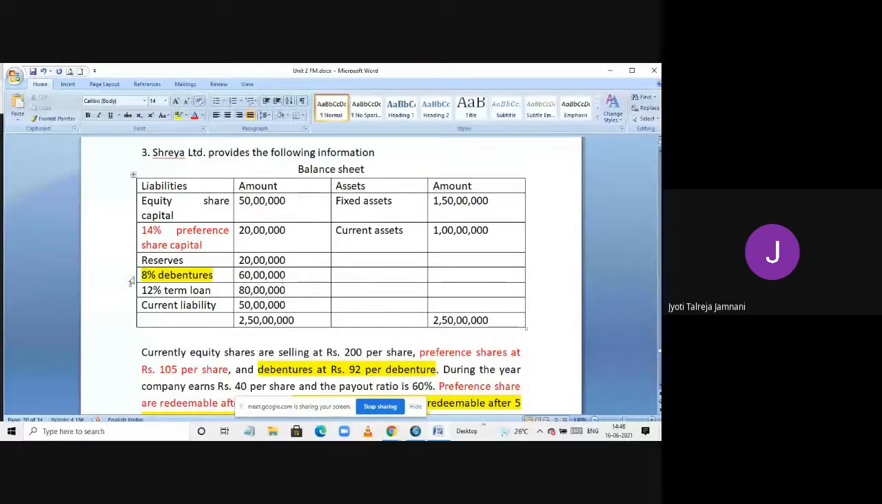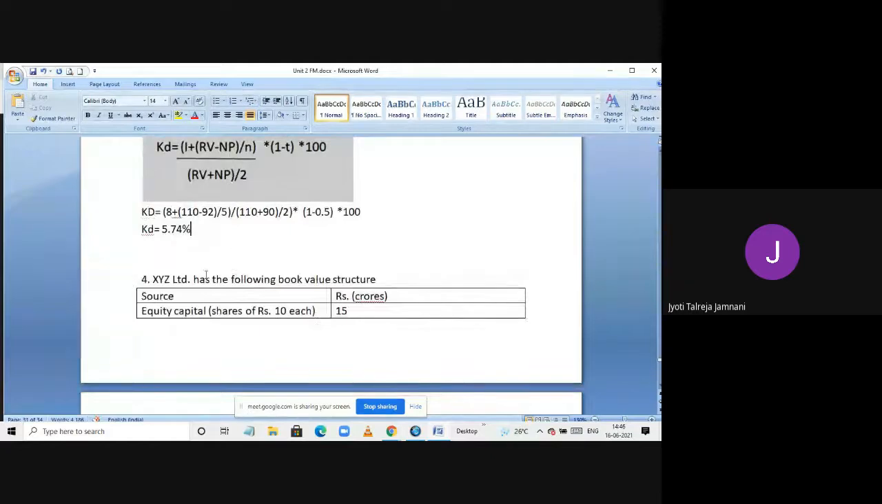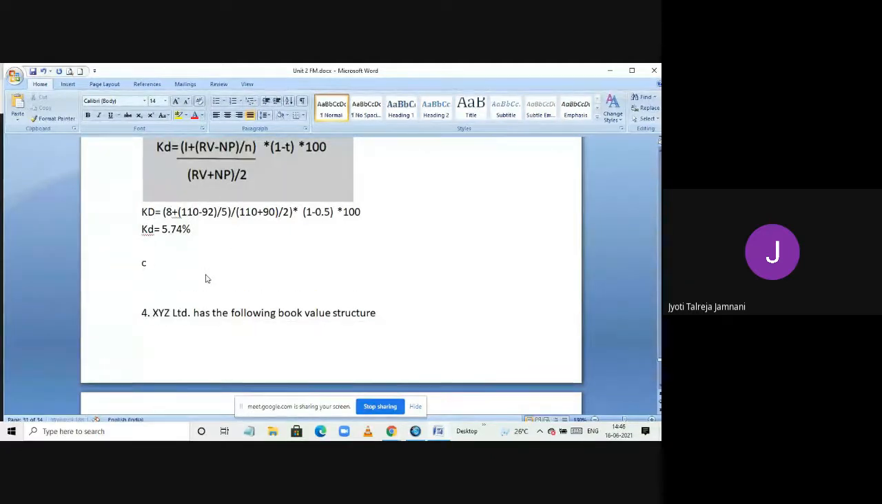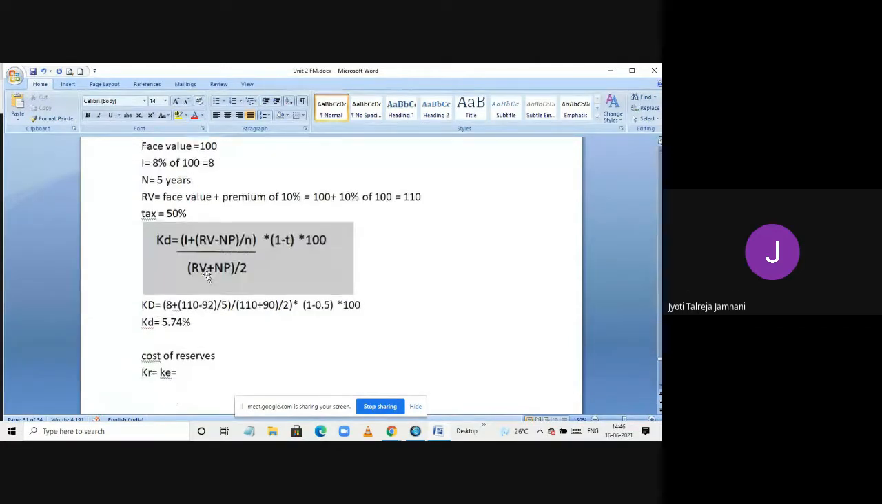So equity, preference, debt, reserves. Cost of retained earnings is the same as cost of equity, so KR is equal to KE. Now this 12% term loan is left. So cost of reserves, KR is equal to KE, which is the cost of equity that we have got, 12%.